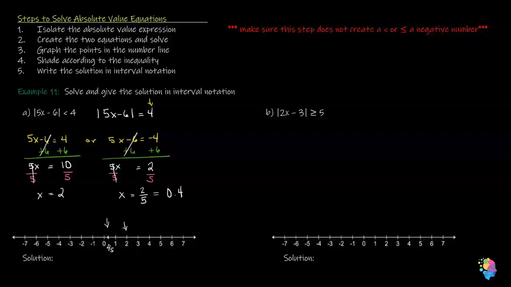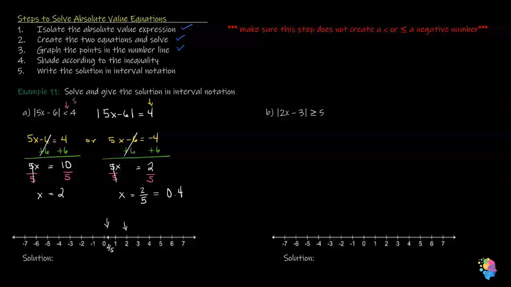Okay, so we have done the following. We have checked that the absolute value was isolated. We created the equations and we solved them, and we have marked them in the number line. The next thing is to go check that inequality. If I go and I check the inequality, I'm going to notice that this is less than 4.